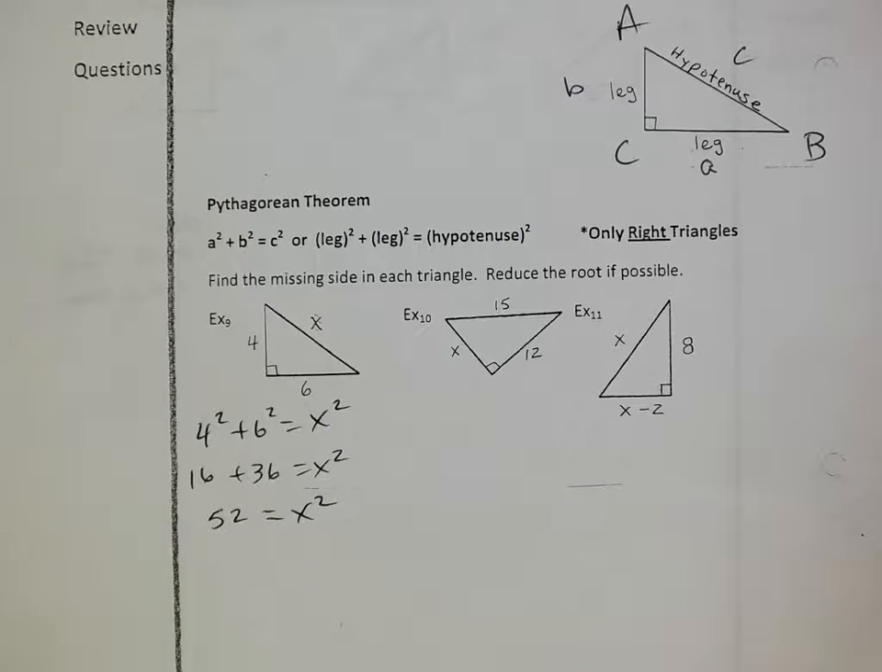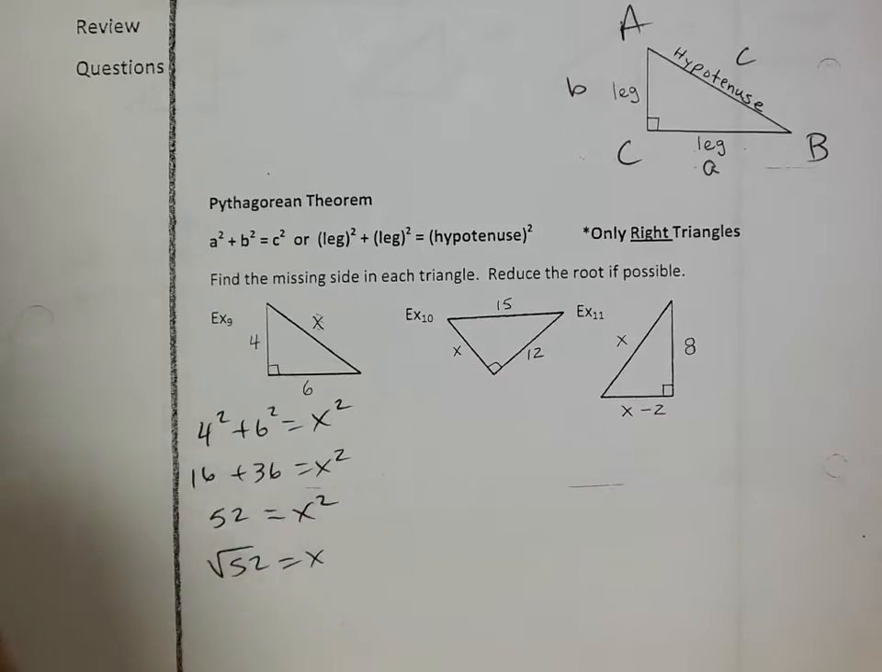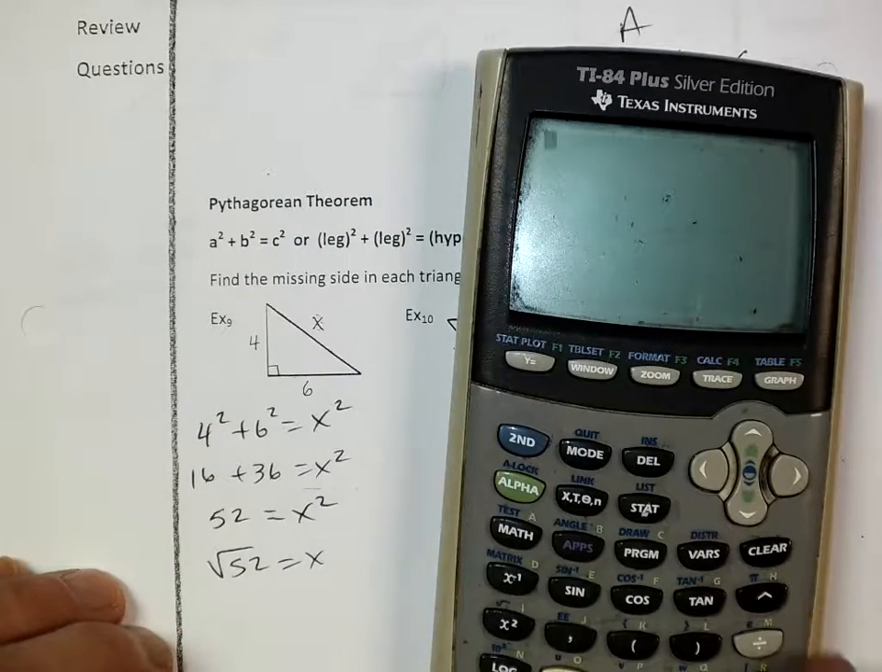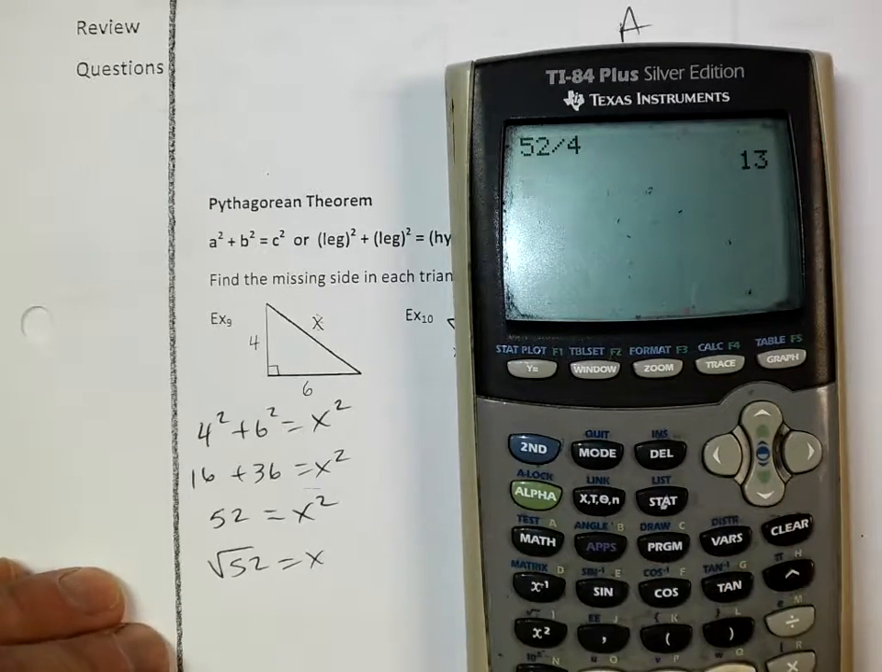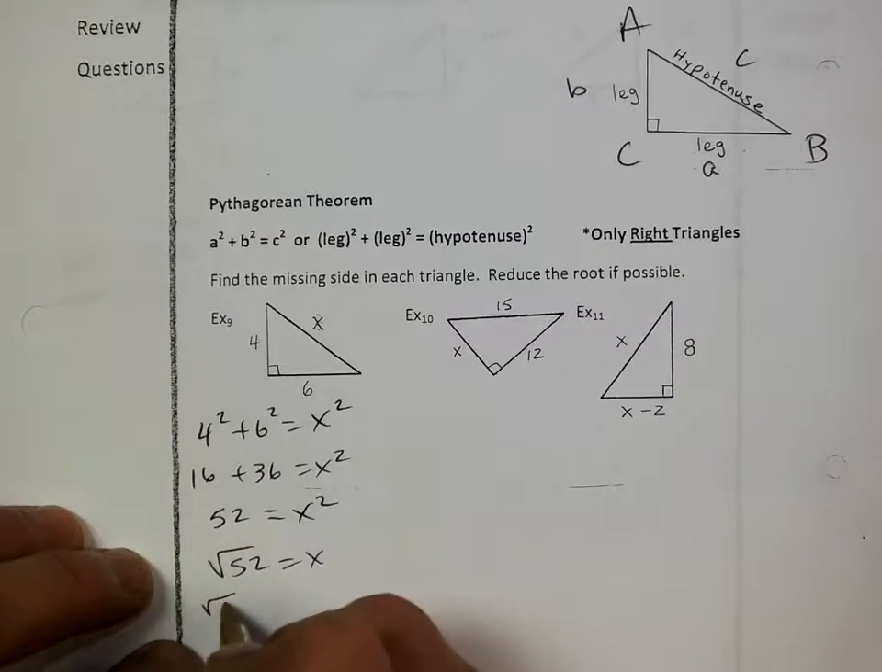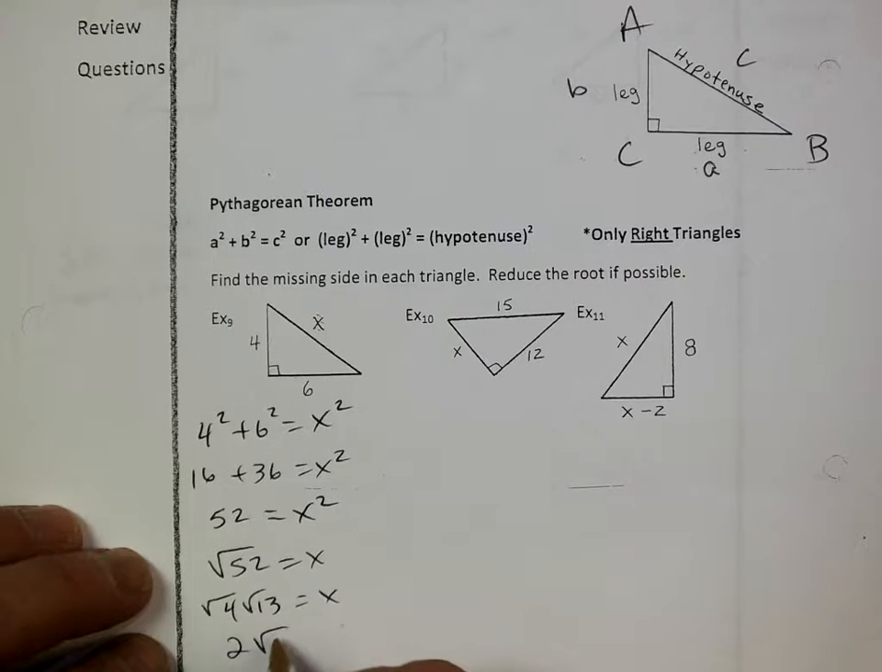How am I doing? Am I going too fast? Okay. Square root of 52. Let's see if square root of 52 is reducible. Let's just see if it divides by 4 real quick. 52 divided by 4. It is, okay? So it is reducible. I divided by 4 because 4 is a perfect square, right? So it could be the square root of 4 times the square root of 13. So we're going to get 2 square roots of 13.